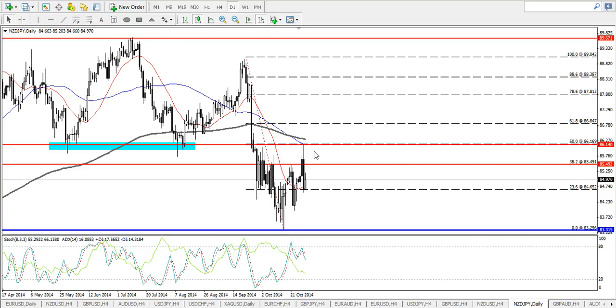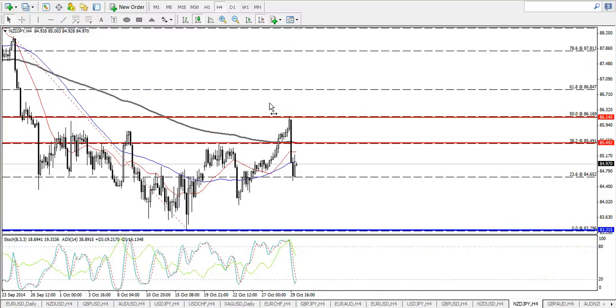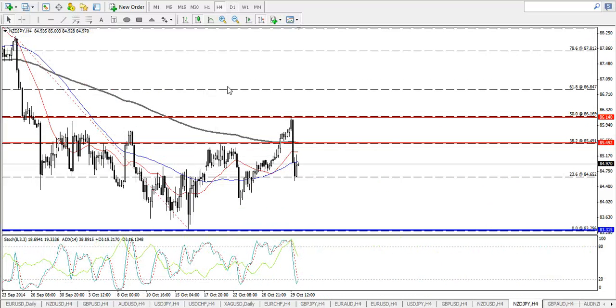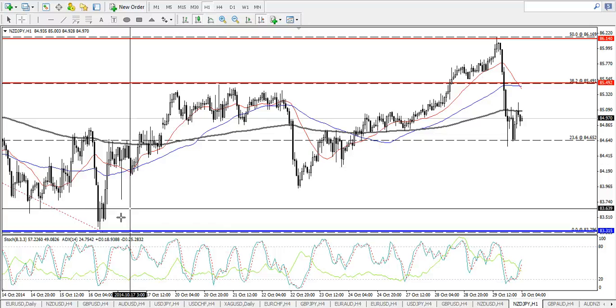Came out again, got resisted at the Fibonacci retracement level of 50%, and the previous key support level at 86.16, or rather 86.14, and it starts to fall. Alright, so zooming to smaller time frame, we can wait for a retracement again, and then we can go for a short opportunity.